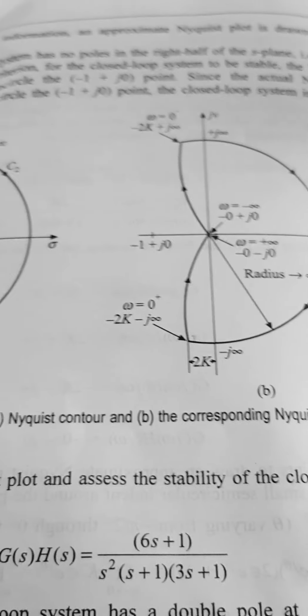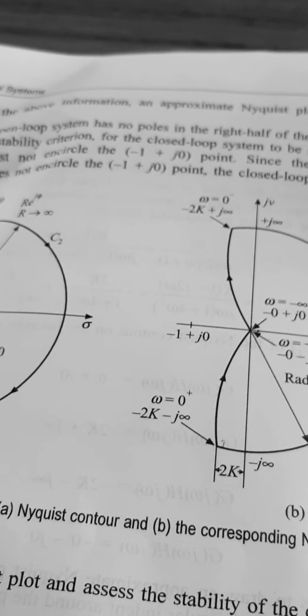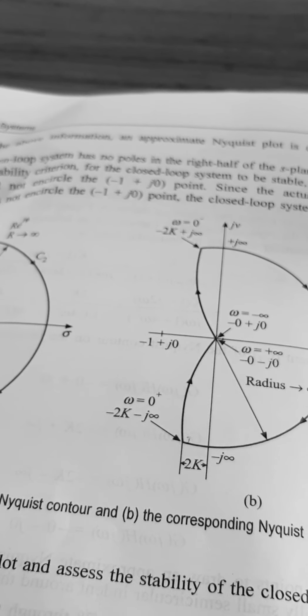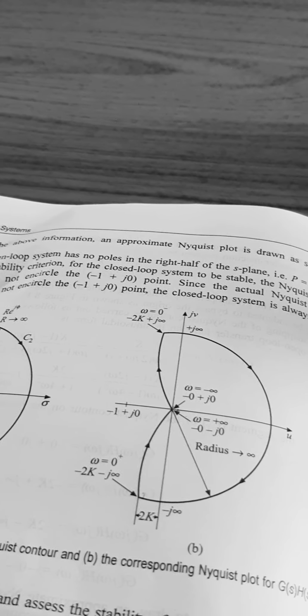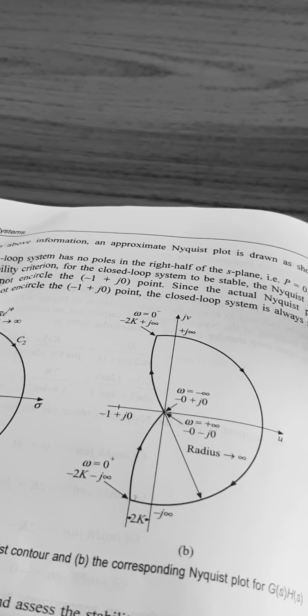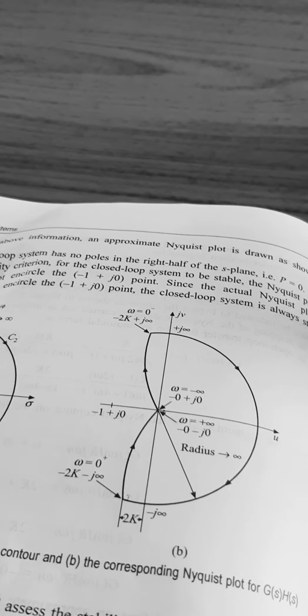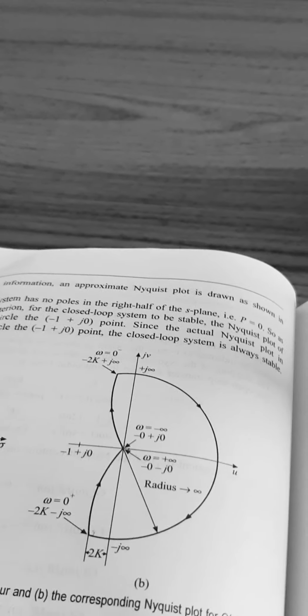So here, dear student, you should understand that first you check whether there are right hand side zeros. We studied in the first class about this Nyquist criterion. We studied that if there is a right hand zero, there is a clockwise contour, minus 2 pi. If there is a right hand side pole, then counterclockwise contour.